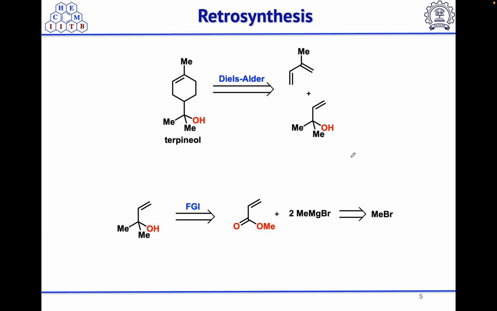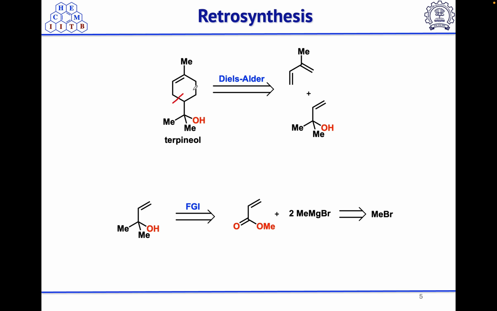Yeah, so the next example, this molecule is terpineol. Again, we can plan a 4 plus 2 cycloaddition reaction to get this molecule. If you see, this molecule already has a cyclohexene. Okay, so cyclohexene is there, that means we can easily plan this reaction.